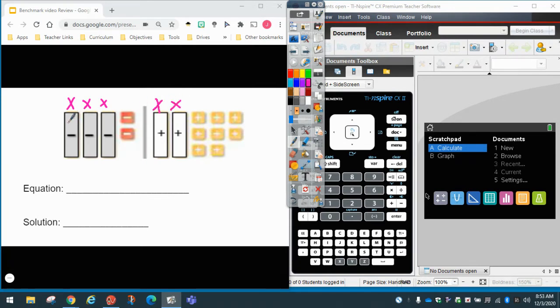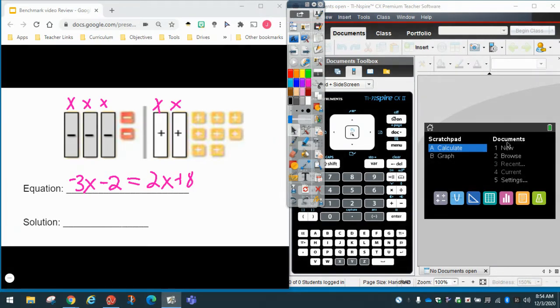Right here I have 1, 2, 3 negative x's, so I have negative 3x, and then I have negative 2 or minus 2 units. This bar represents your equal sign. And here I have 1, 2 positive x's. So I need to make sure I put 2 x's. Do not forget the x, and let's count our units. Plus 1, plus 2, plus 3, plus 4, plus 5, plus 6, plus 7, plus 8.